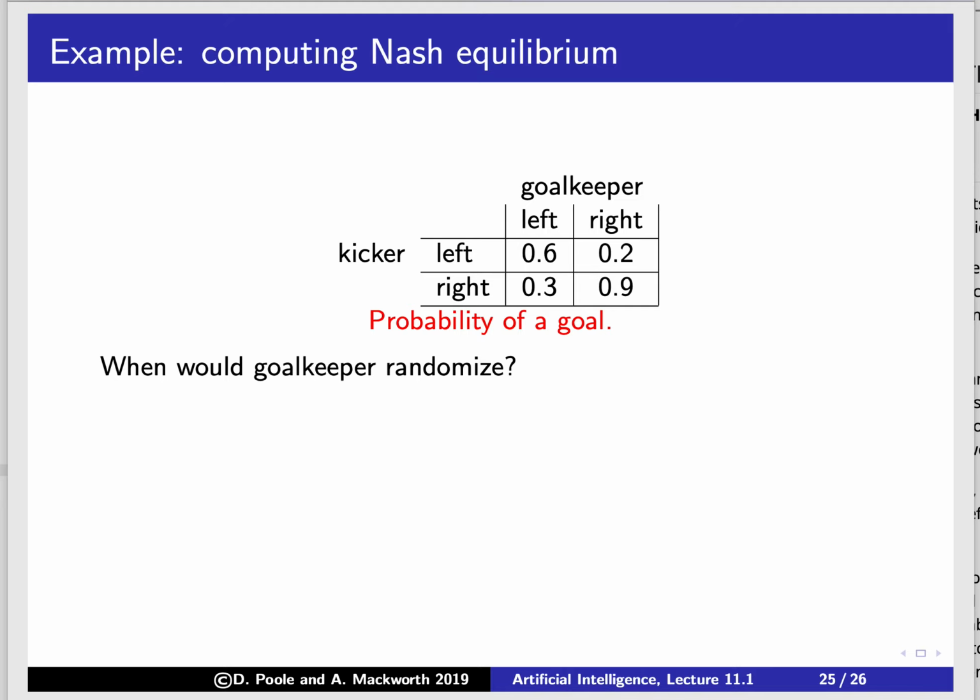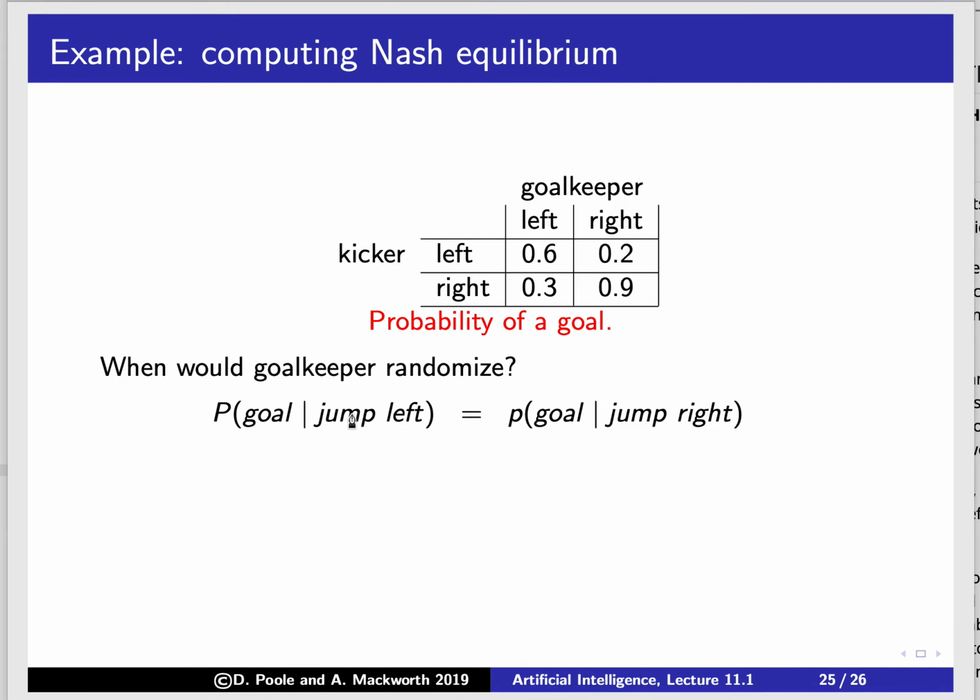Remember, there was this cyclic thing. So the question is, when would the goalkeeper randomize? The goalkeeper would only randomize if the value of jumping left is equal to the value of jumping right. So the probability of a goal given jumping left has got to be equal to the probability of a goal given jumping right. That's the only time the goalkeeper would possibly think of randomizing.